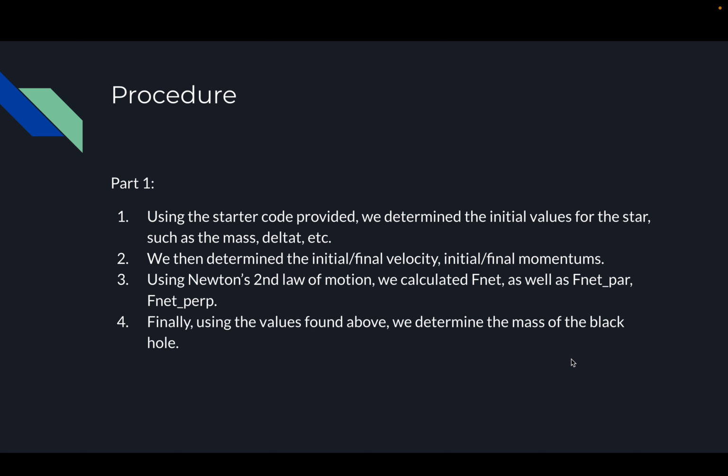Procedure. In Part 1, using the starter code provided, we determined the initial values for the star, such as the mass, delta t, etc. We then determined the initial and final velocity and the initial and final momentums. Then, using Newton's second law of motion, we calculated the net force as well as the net force parallel and net force perpendicular. And finally, using the values found above, we determined the mass of the black hole.